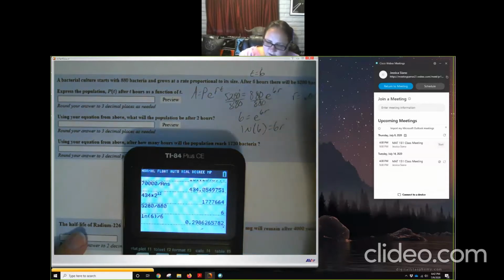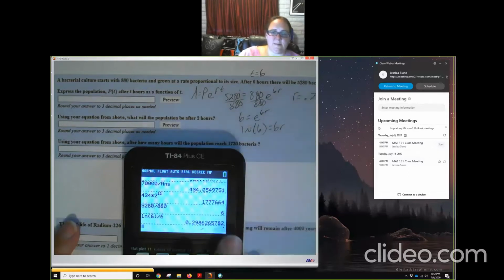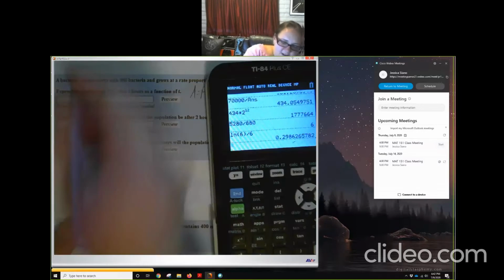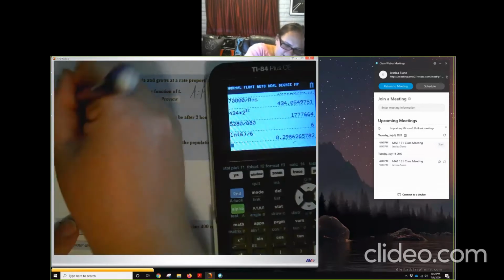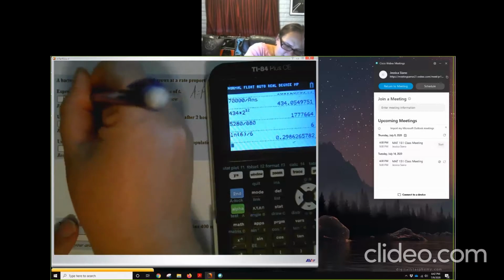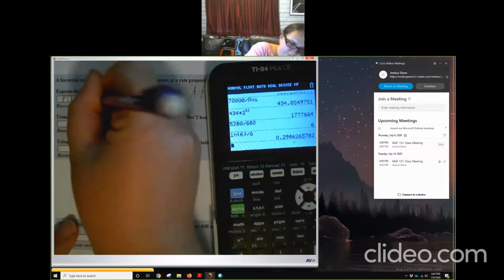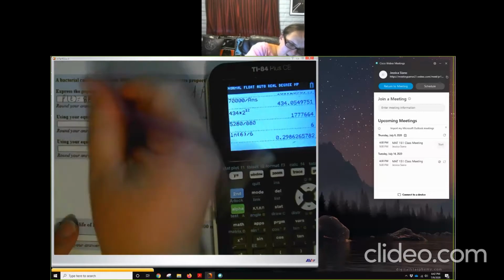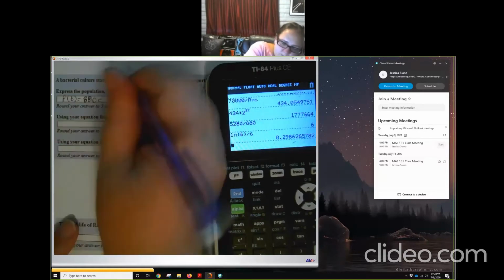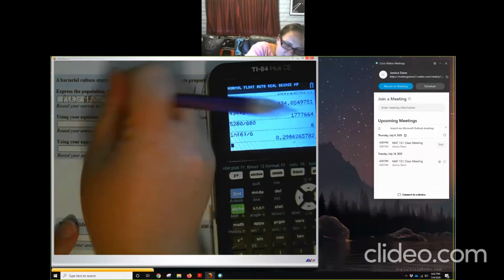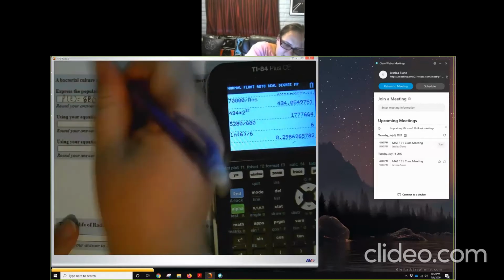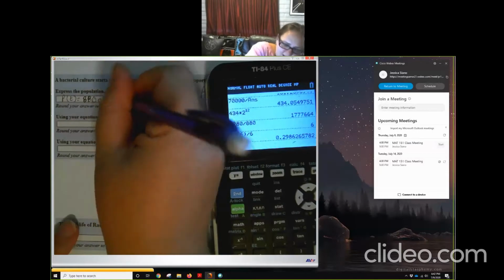0.02. Oh, it doesn't say 0.02, not 0.2986. We'll do 4 decimal places. So then that would mean that P of T equals 880 E to the 0.2986 T. Why do I keep on putting an extra 0?